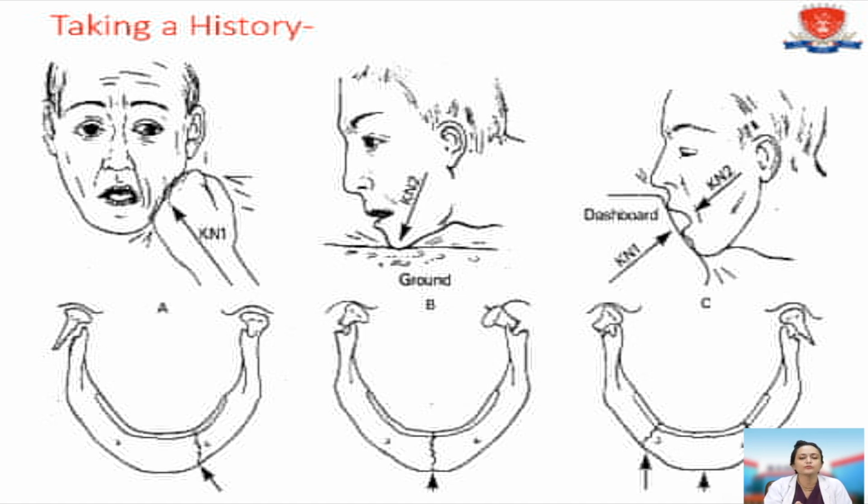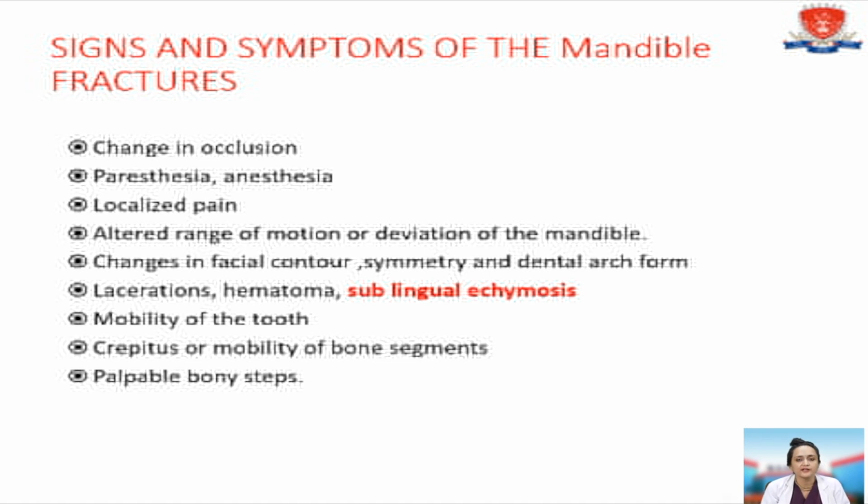If the patient has a blow on the chin, there is something known as countercoup injury. The forces from the chin are directly transferred to the condyle. So there can be a symphysis fracture and also bilateral condylar fractures. And if the patient hits the dashboard of the car, then what can happen is bilateral condylar and bilateral parasymphysis fracture. So taking history is very important.